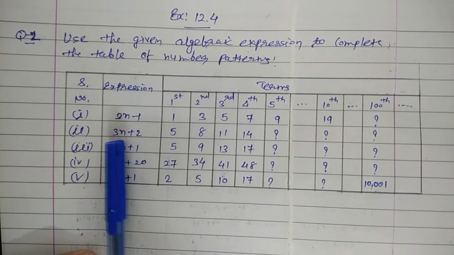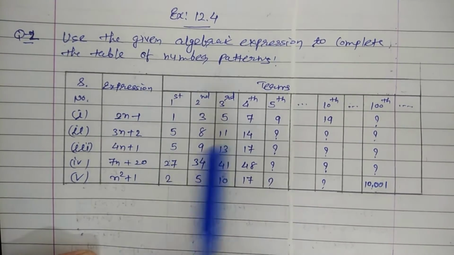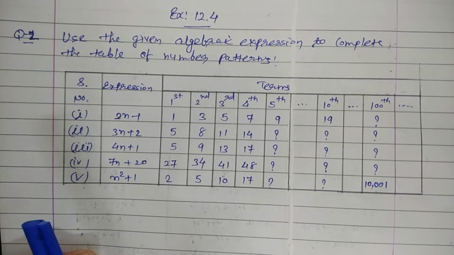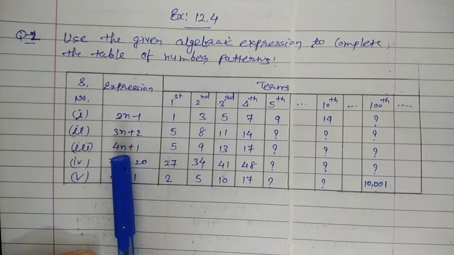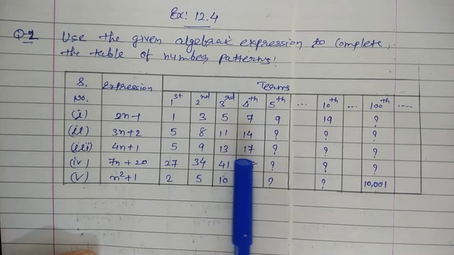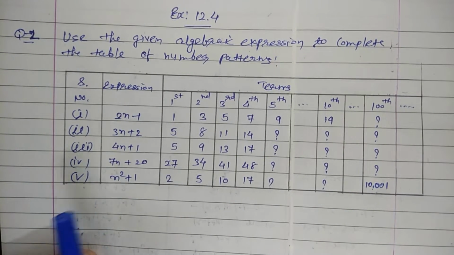Next expression 3n plus 2: the first term is 5, the second term is 8, the third term is 11, the fourth term is 14, and the fifth, 10th and 100th terms we have to find. Expression third, 4n plus 1: the first term is 5, the second term is 9, the third term is 13, the fourth term is 17, and the fifth, 10th and 100th terms we have to find.